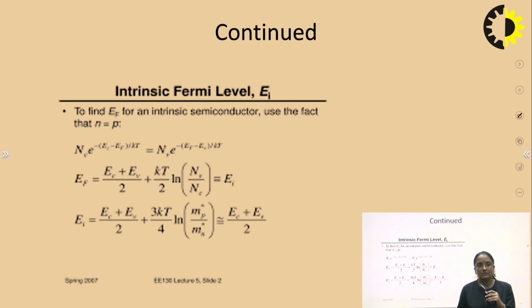Further, if we apply our conditions, we finally obtain that in case of an intrinsic semiconductor, the position is in between the valence band and the conduction band. That is also proved by this equation, in which we are depicting that the sum of the conduction band edge and the valence band edge is almost half, which shows that the position of the Fermi level lies between your valence band and the conduction band.